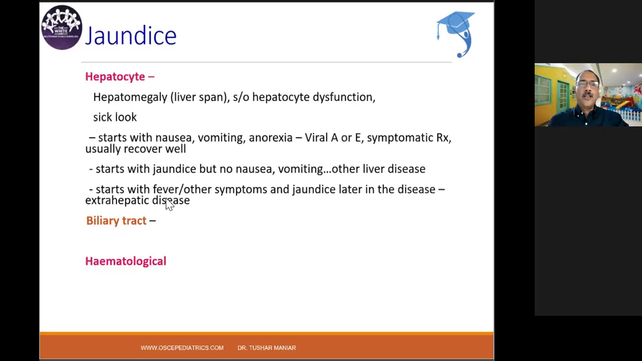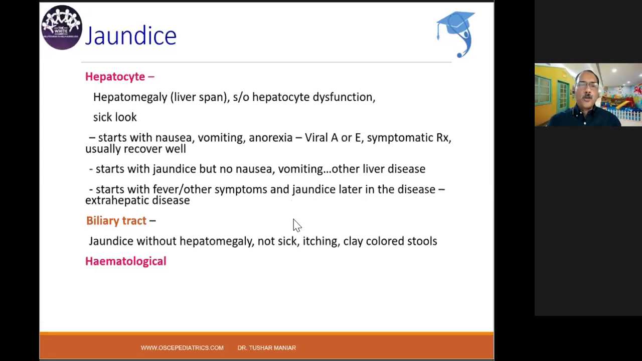So here is what we would think about certain other systemic diseases or infection which can lead to jaundice. But you have to remember, it's less common because when you have an extra hepatic disease, you have to have a large number of hepatocytes affected before you can land up with jaundice. Pure biliary tract usually has jaundice without hepatomegaly, usually a non-sick child, itching, and clay-colored stool. But usually pure biliary may be hepatobiliary or biliary plus hepatic involvement. Okay, and lastly, we said hematological, which we won't be spending much time on now.